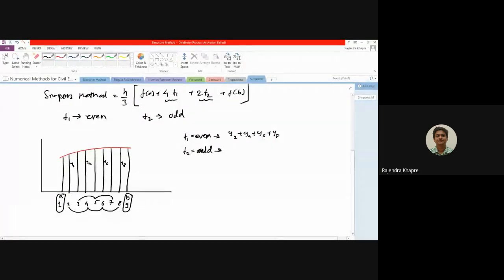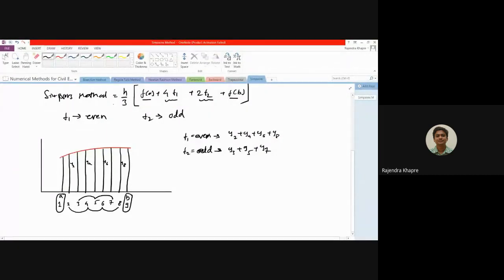So 1 is also an odd term, and 9 is also an odd term, but they are already taken care of over here, that is f(a) and f(b). So you don't have to use the first and last point. Apart from that, we have terms like y3 plus y5 plus y7.